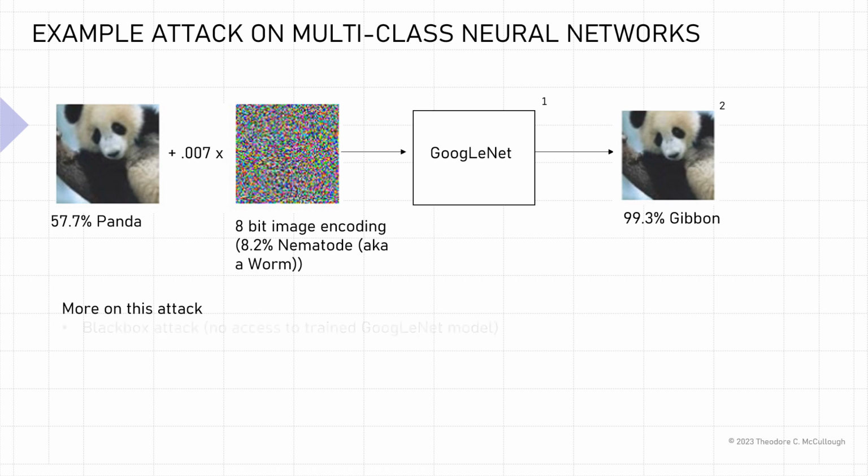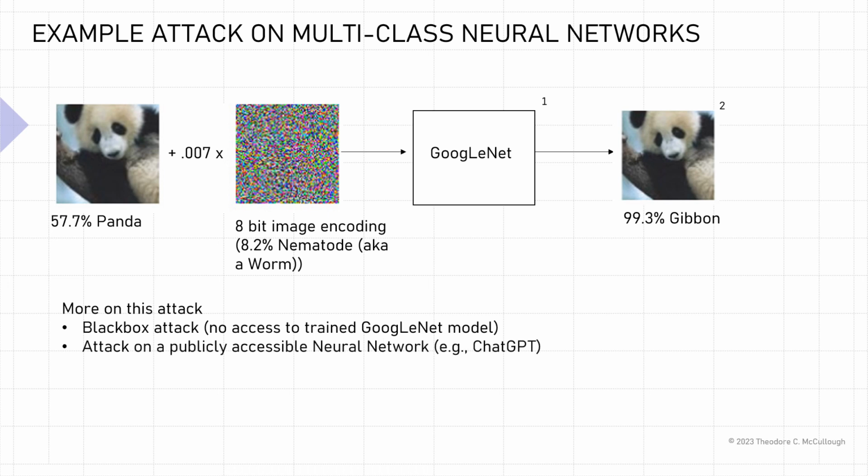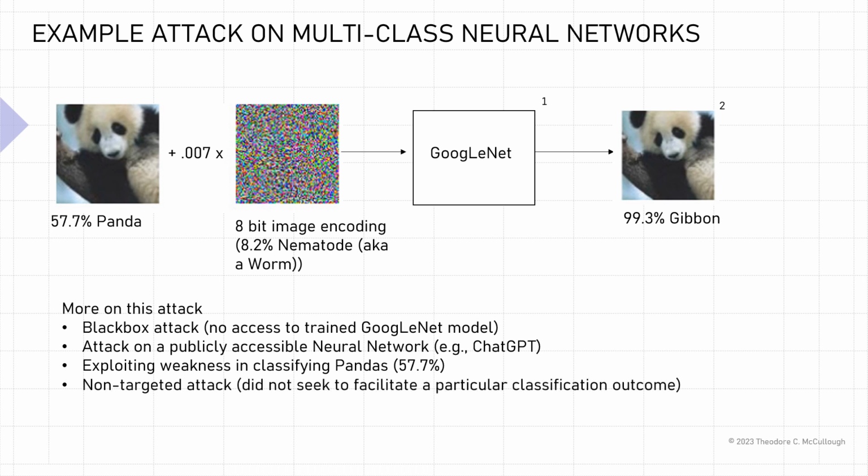More on this attack. First, this is what's known as a black box attack, because the attacker only knows the inputs and outputs to the neural network and doesn't actually know anything about the actual trained model itself or how it's architected. Further, this is an attack on a publicly accessible neural network. Another example of a publicly accessible neural network is ChatGPT. Further, this is an attack that exploits a weakness in GoogLeNet's ability to classify panda images.